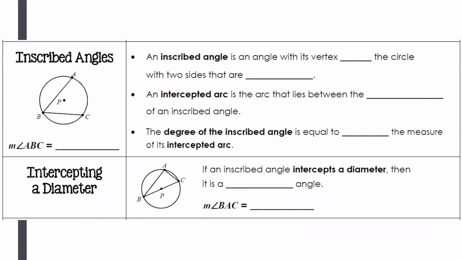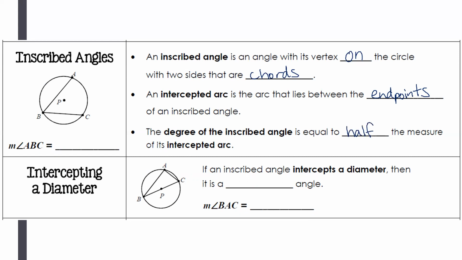So an inscribed angle is an angle with a vertex on the circle with two sides that are chords. The intercepted arc is the arc that lies between the endpoints of that inscribed angle. And the degree of an inscribed angle is equal to half the measure of its intercepted arc.